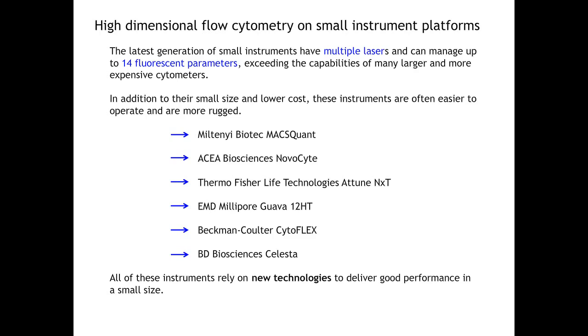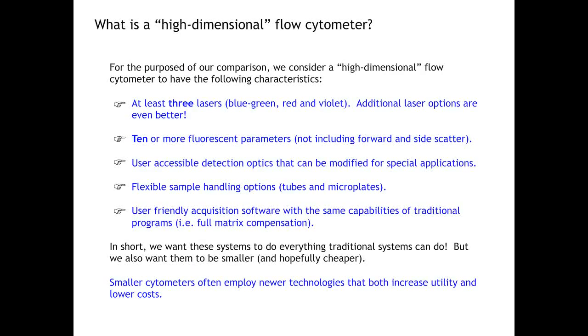Not only are these instruments capable of high-dimensional analysis, but they also rely on new technologies that allow flow cytometry to be done better, but also at a lower cost. So what are we considering a high-dimensional cytometer to be? We want to have multiple lasers, at least 3, the blue, green, red, and violet, and additional laser options are, of course, very desirable. 10 fluorescent parameters at least, and this can be more than that.